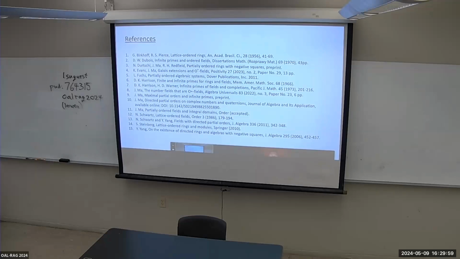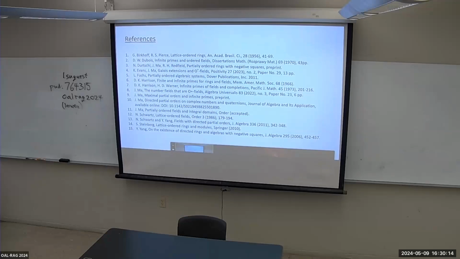Partial orders are general ways of making a partially ordered ring. But now you have these infinite primes.